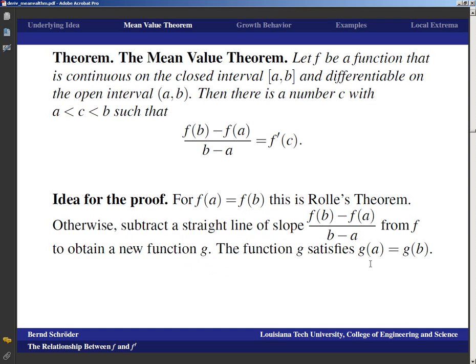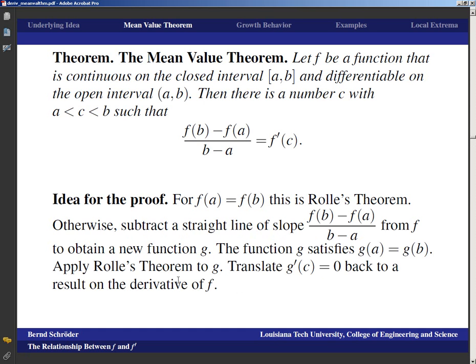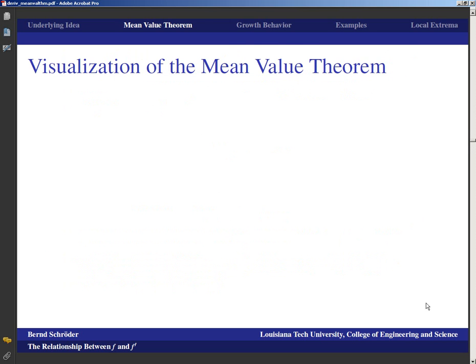That function will have equal values at the endpoints, so for this function we can apply Rolle's theorem, and we get g prime of c, and when you translate that back to a result for the derivative of f, you end up with f prime of c being this thing here. So this is something where you may want to use these ideas and reread the proof in your book, or maybe even try to work out the proof for yourself. I'm not going to go into the details here.